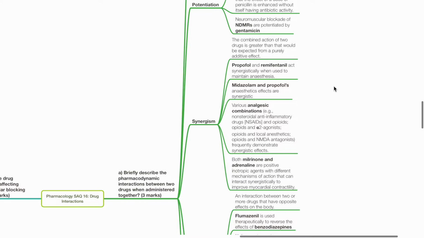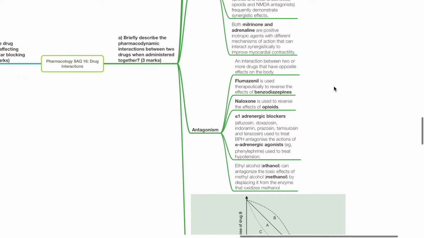Synergism. The combined action of two drugs is greater than would be expected from a purely additive effect. Propofol and remifentanil act synergistically when used to maintain anesthesia. Midazolam and propofol's anesthetic effects are synergistic. Various analgesic combinations, such as NSAIDs and opioids, alpha-2 agonists, opioids and local anesthetics, opioids and NMDA antagonists, frequently demonstrate synergistic effects. Milrinone and adrenaline are positive inotropic agents with different mechanisms of action that interact synergistically to improve myocardial contractility.